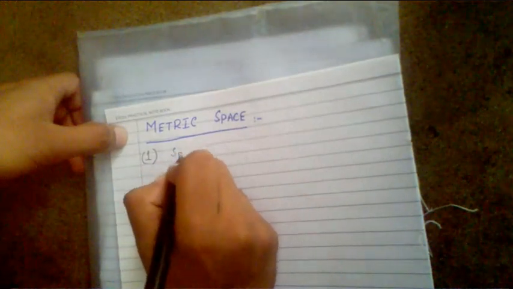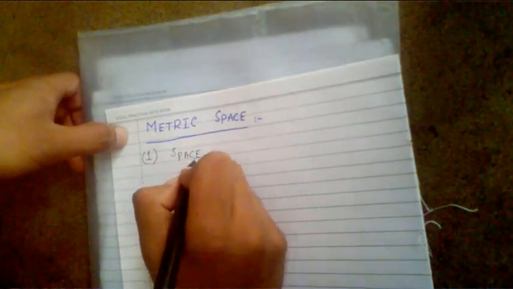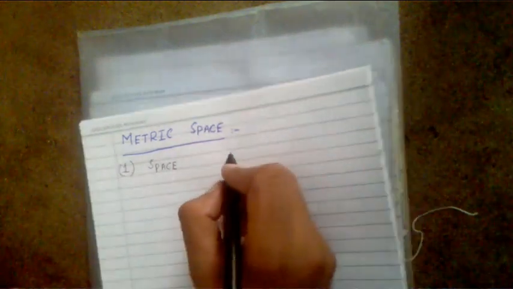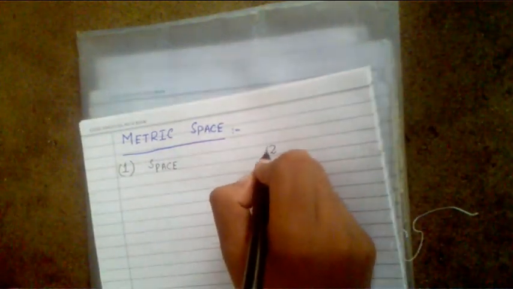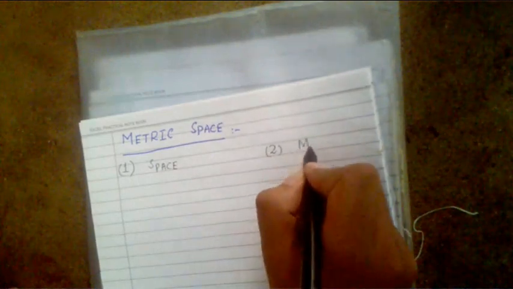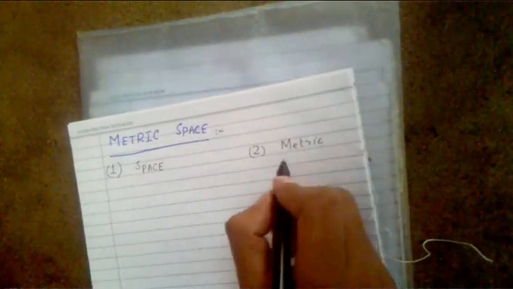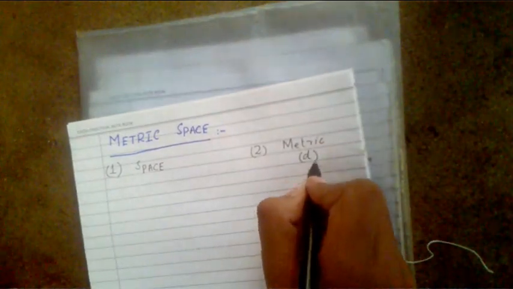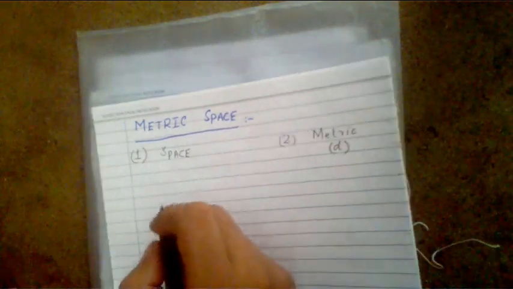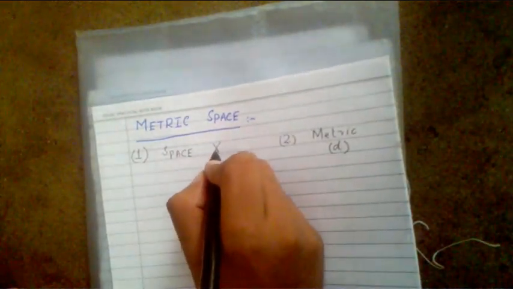Hello and hi dear students of mathematics. In this lecture we are going to understand what metric spaces are. A metric space is a combination of two things. The first thing is a space, and the second thing is a metric. Metric is usually denoted by d by many authors, and the space X is denoted by capital X in most of the texts.